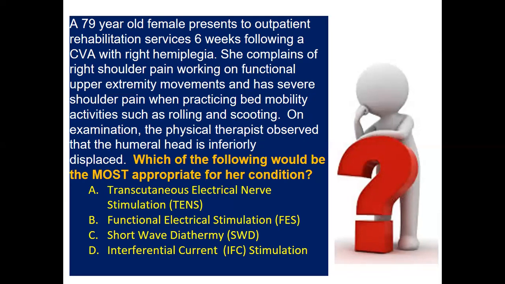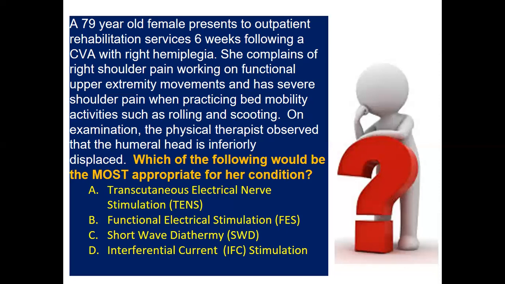Which of the following would be the most appropriate for her condition? This is the leading question, and on the basis of the above information, the student will decide what is actually the problem of that patient, or what is the appropriate management for this condition. TENS, the transcutaneous electrical nerve stimulation, should be given to that patient; the functional electrical stimulation should be given; the shortwave diathermy should be given; and the interferential current stimulation.